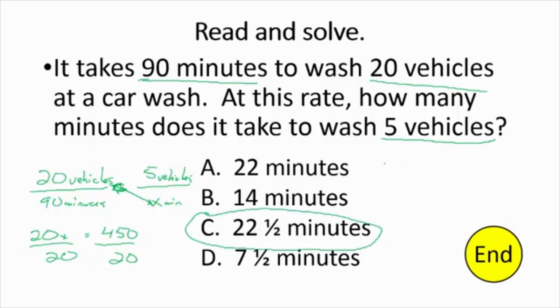Some of you may work a little differently. You may go, oh, 90 minutes, 20 cars. 90 divided by 20, that's 4.5 minutes a car. 4.5 minutes times 5, 22.5 minutes. Leads you to the same answer. But depending on how you think, that's two ways of solving it. But either way, the choice is C.